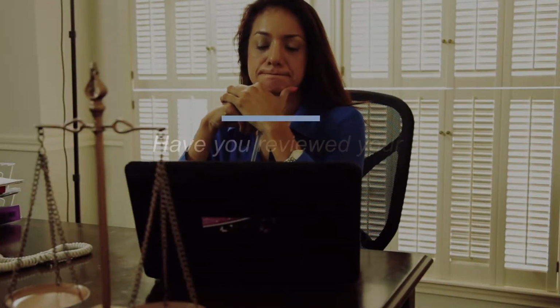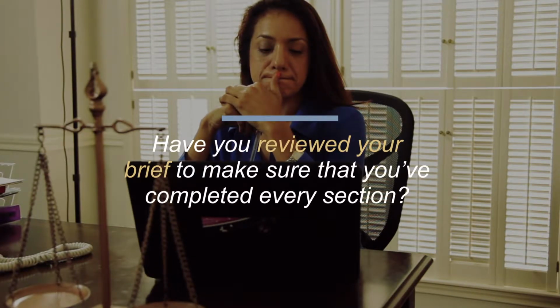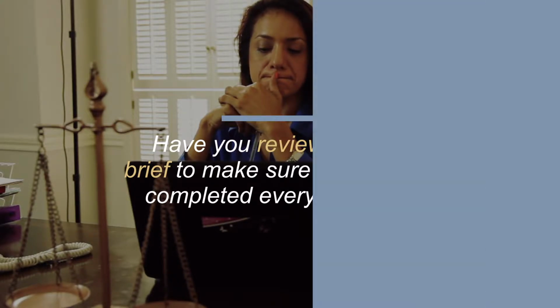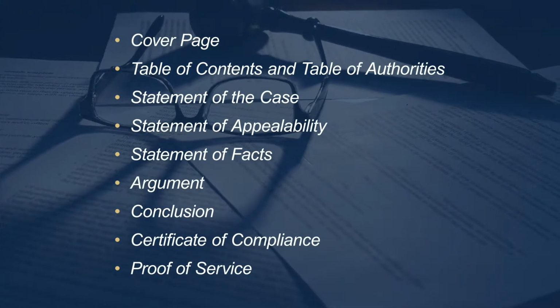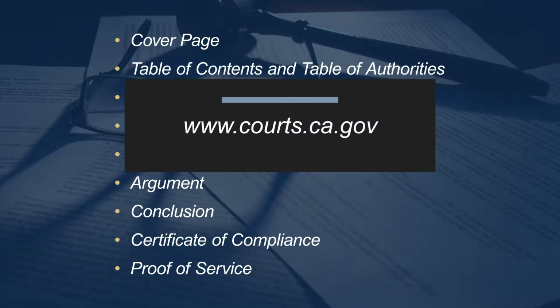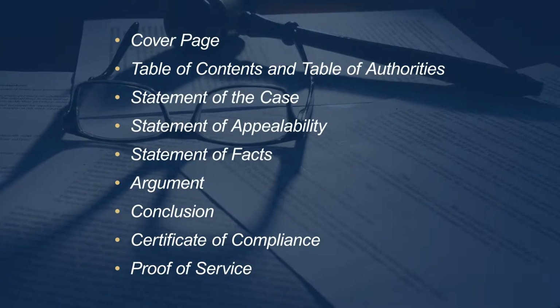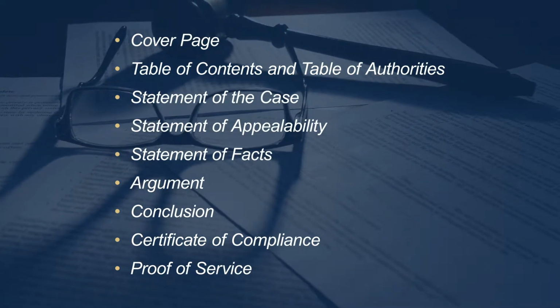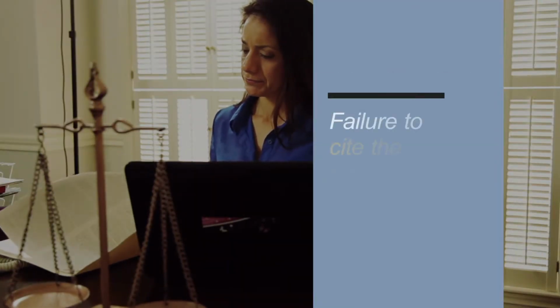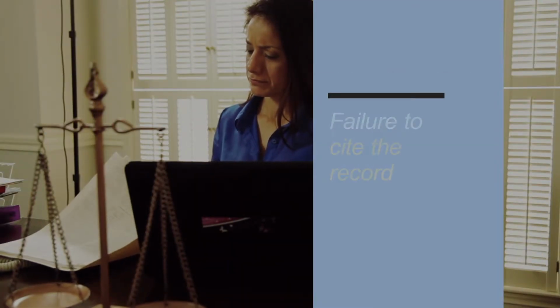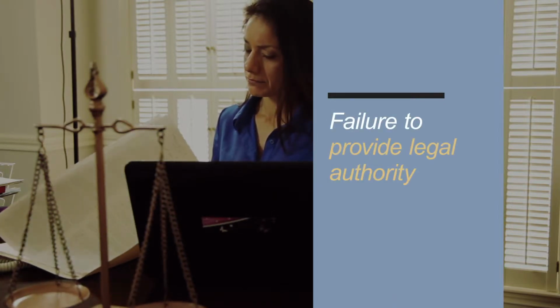Now let's look at the information that needs to be in your brief. Have you reviewed your brief to make sure that you've completed every section? It may help to have an outline of all the sections, which you can find on our website. Take time to compare the outline to your brief. Make sure you have finished all the sections. The most common reasons briefs are rejected are failure to cite the record and failure to provide legal authority.